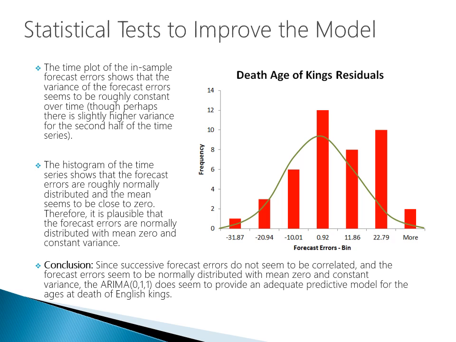Our conclusion is that since successive forecast errors do not seem to be correlated, and the forecast errors seem to be normally distributed with mean zero and constant variance, the ARIMA(0,1,1) model does seem to provide an adequate predictive model for the ages at death of English kings.